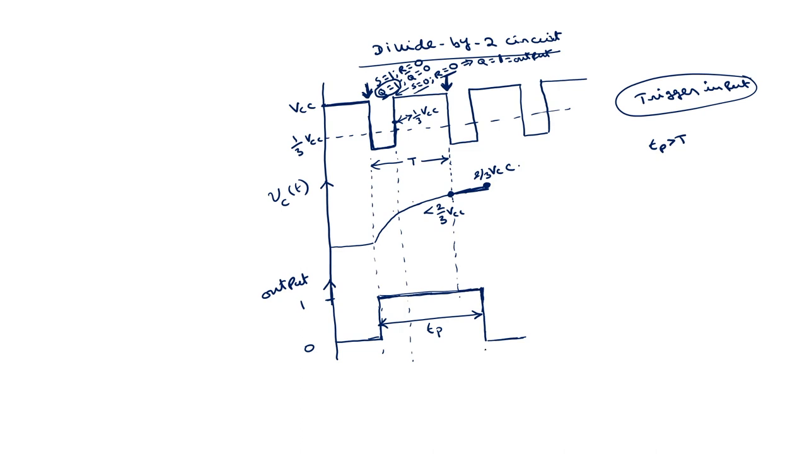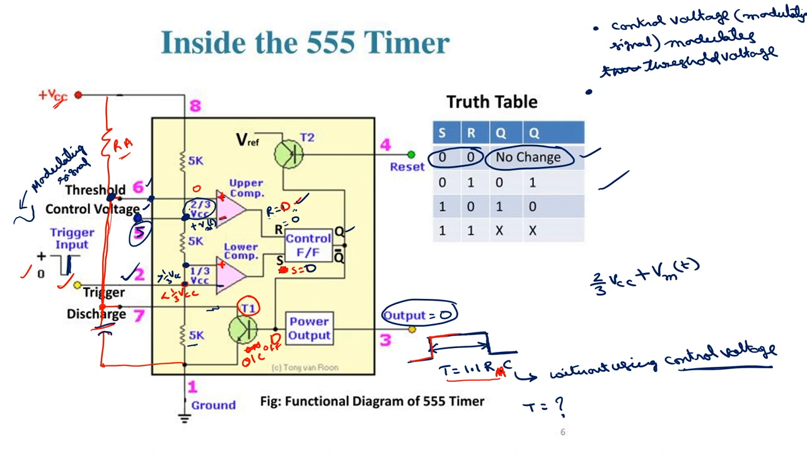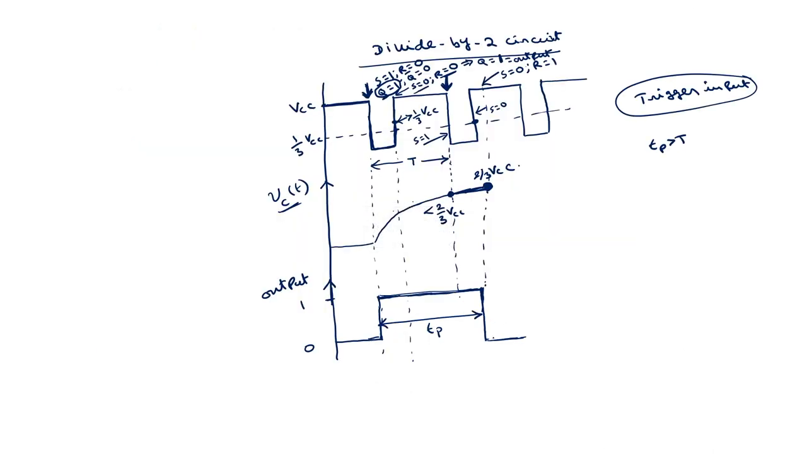So in order to change this output to low level, you have to make R equal to 1. R equal to 1 means this capacitor has to charge to 2/3 VCC. Assume this is the point where the capacitor charges to 2/3 VCC. At this point, what will be S and R? Here S is equal to 0, again here S is equal to 1, again above this S is equal to 0, but R is equal to 1 here, because whenever the capacitor charges to a value slightly more than 2/3 VCC, the positive voltage is greater than the negative voltage, so R becomes 1. Now the output goes to low. S is equal to 0, R is equal to 1 implies Q is equal to 0, implies the output is also 0.